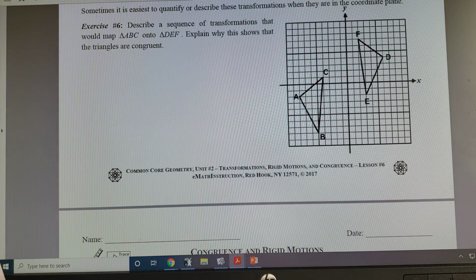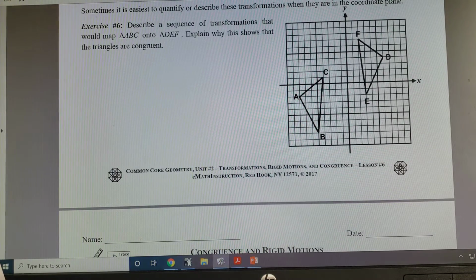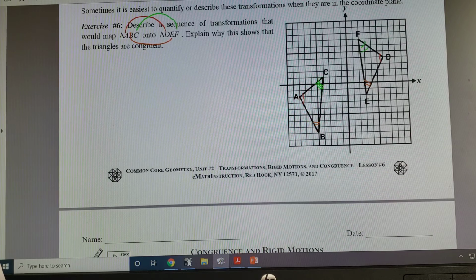So number 6, we're going to describe a sequence of transformations that would map triangle ABC onto triangle DEF and explain why these triangles are congruent. So explain why they coincide. And again, when we're done, A will be congruent to D because A was written first and D was written first, so 1 arc, 1 arc. B is congruent to E because B is written second and E is written second, so 2 arcs, 2 arcs. And C will be congruent to F because they're written third, so 3 arcs.